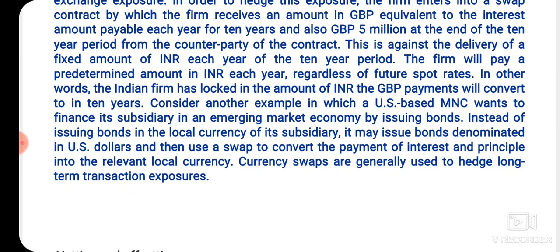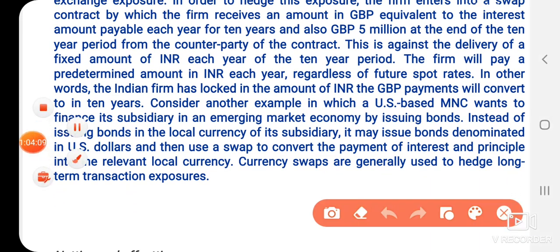So the firm will pay a predetermined amount of Indian rupees in each year regardless of the future spot rate. In other words, the Indian firm has locked in the amount of Indian rupees that the Great Britain pound payments will convert into over 10 years. I will give another example, which will be more effective.